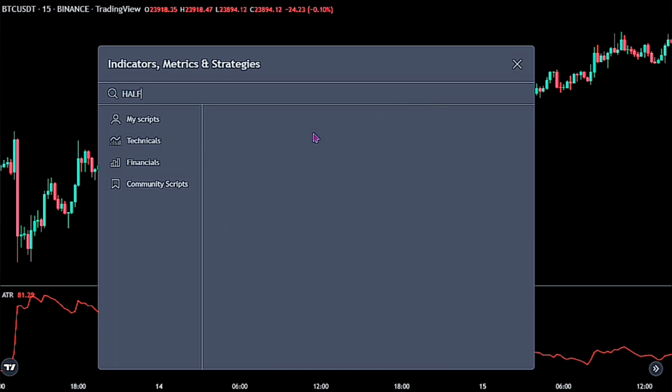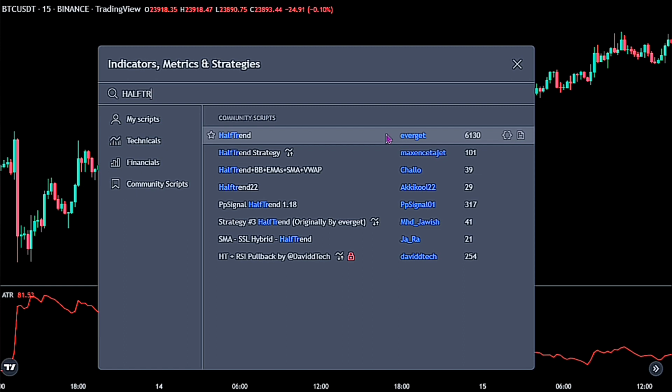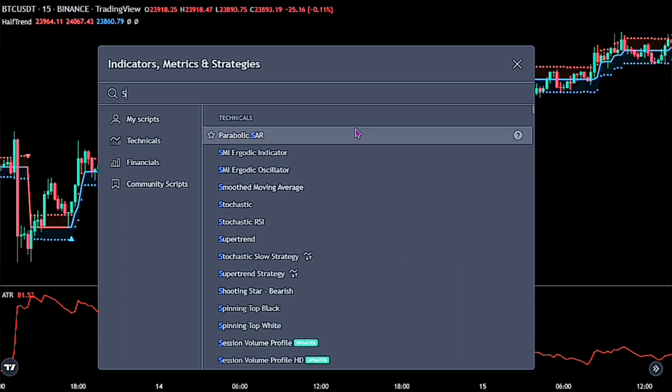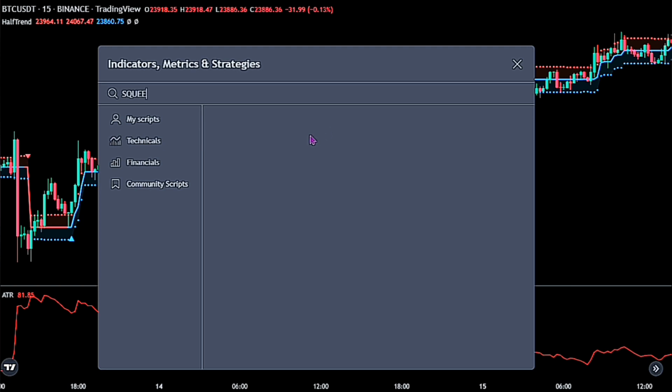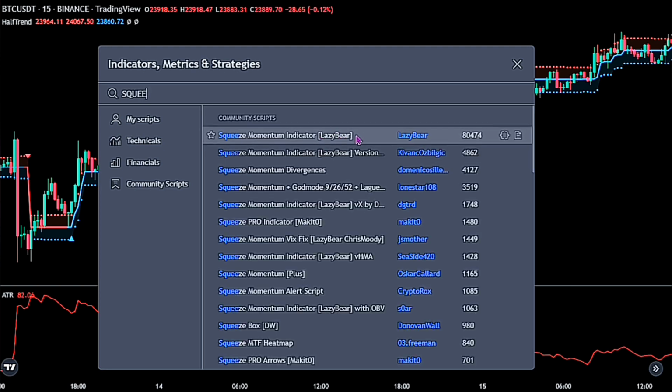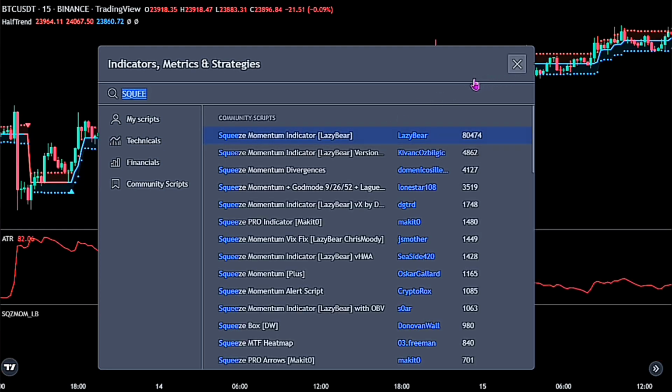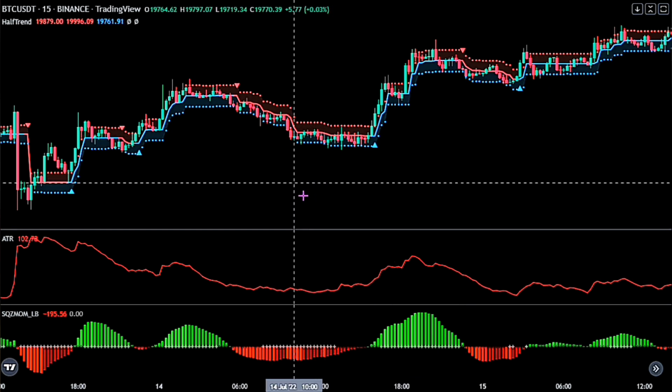So the next indicator is the half trend indicator. This one right here, by everget. And the last indicator will be the squeeze momentum oscillator by LazyBear. So this is what our chart would look like.